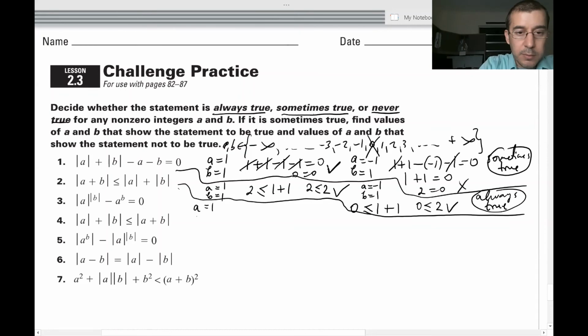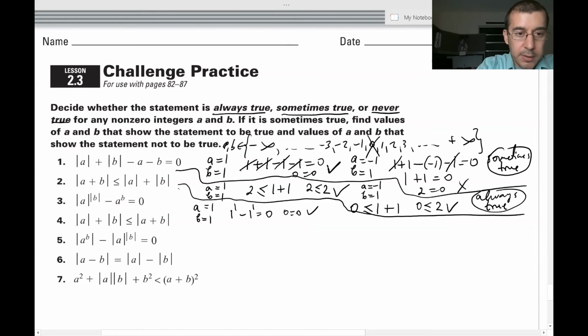A equals 1, b equals 1. Absolute value of a, which is 1, and absolute value of b, which is 1, minus a to the power of b, so 1 to the power 1, equals 0. 1 minus 1 is 0, so 0 equals 0. Yes, this is correct.